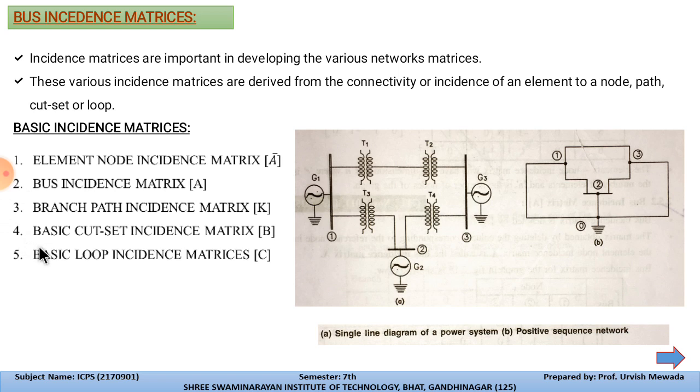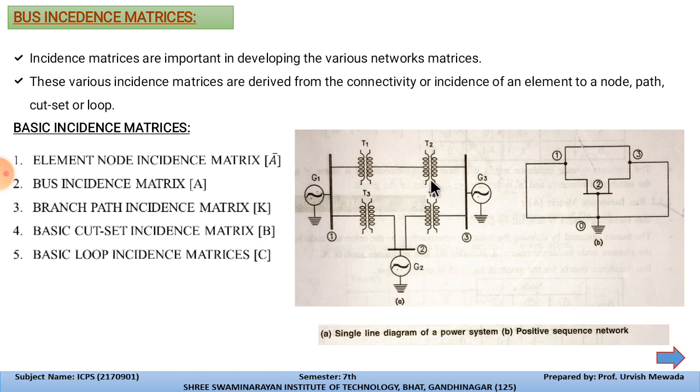Then the fourth basic incidence matrix is the basic cut set incidence matrix, by which we can divide any network and solve the complex network. And fifth is the basic loop incidence matrix, in which we solve loop by loop, meaning we divide any network into basic loops, and then we calculate the network.